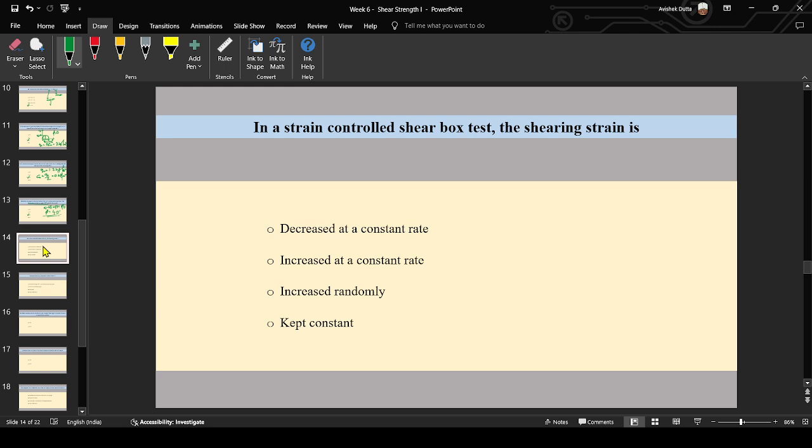based on whether the test is stress controlled or strain controlled. If it is strain controlled, in the dial gauge, we see the strain incrementing and then we record the values. If it is stress controlled, then the stress is increased and we record the value of stress from the load from the proving ring. So in this case, it is strain controlled. The shearing strain that is being applied to the soil mass in the box is increased at a constant rate. Okay.